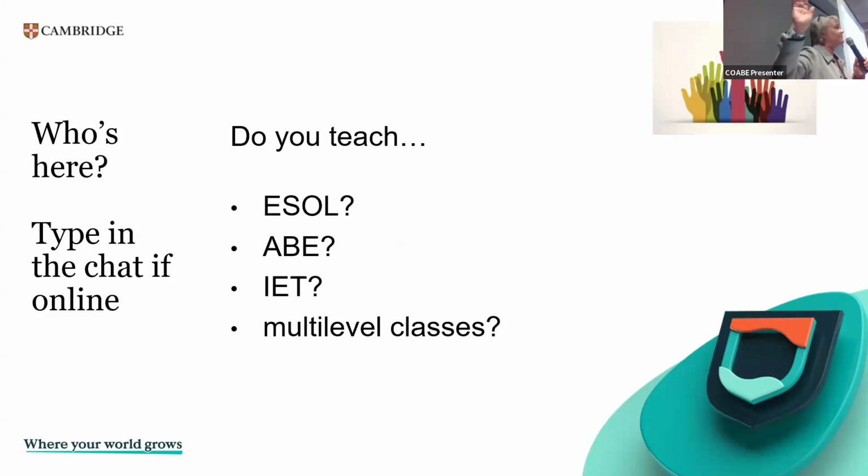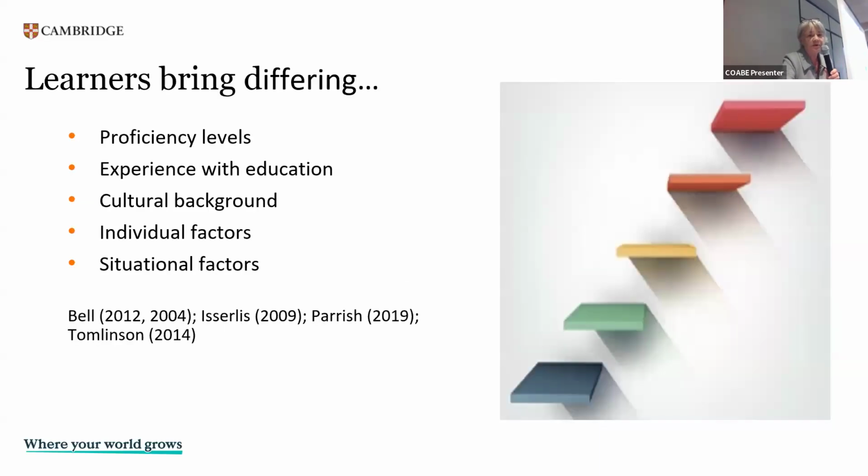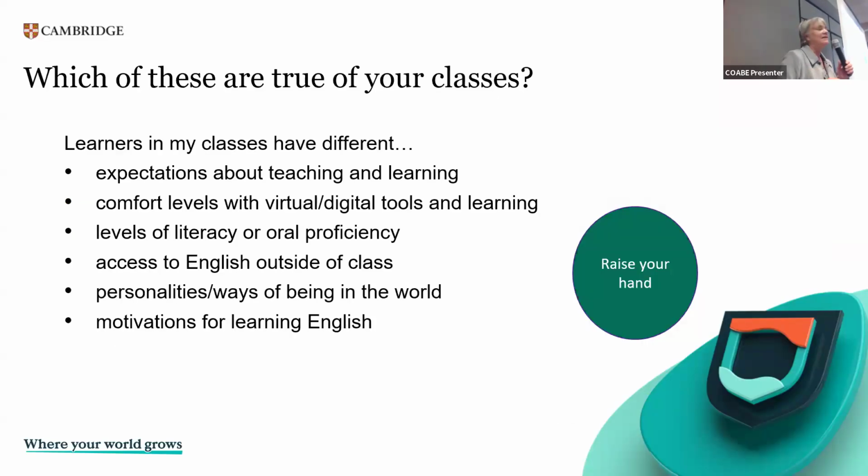And then how many of you have multi-level classes? Okay, I'm guessing after I ask you a few questions that everybody might want to raise their hand. Do learners in your classes have different expectations about teaching and learning? Raise your hand if that's true for you. People in the chat, you can do the same. Different comfort levels with different technologies, virtual, in-person, right? How about different levels of literacy or different levels of oral proficiency?